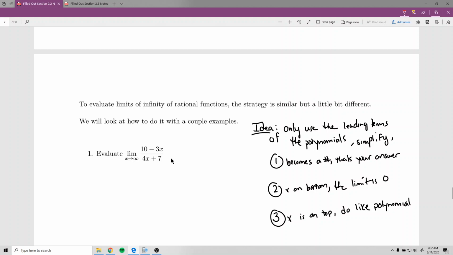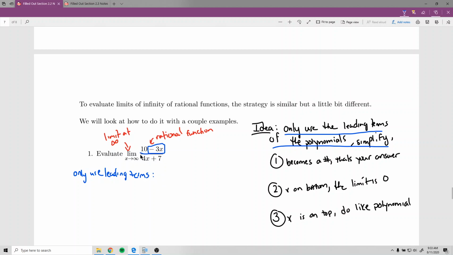But the idea is, if you're doing a limit at infinity of a rational function, which you can see right here, this first one, the rational function 10 minus 3x over 4x plus 7, and we have the limit as x goes to infinity, then we want to implement this idea. Only use the leading terms of the polynomials and simplify. What I mean by that is if it's on the top, it stays on the top. If it's on the bottom, it stays on the bottom. So our leading terms are -3x on the top and 4x on the bottom. We got the limit as x goes to infinity of -3x over 4x.